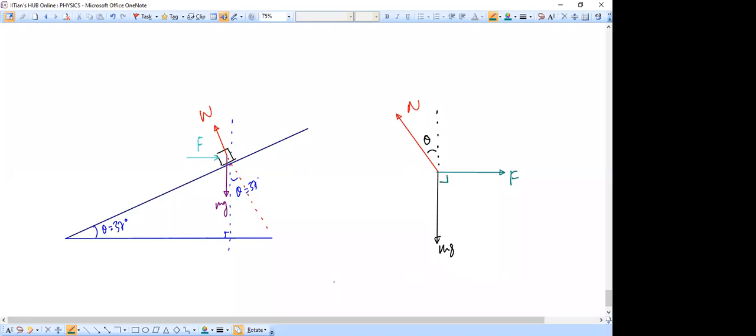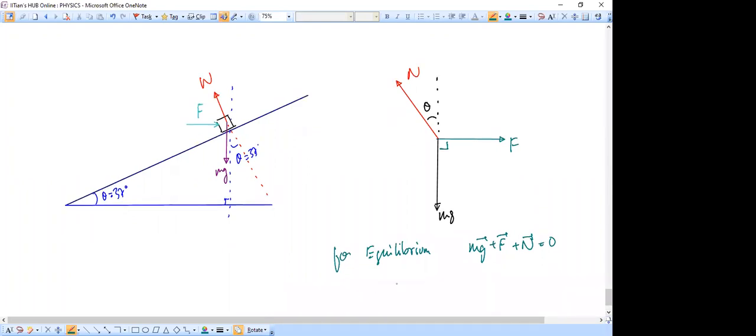So for equilibrium, the vector sum of these forces has to be 0. So you can use Lami's theorem again. You can see that N upon sine 90 should be equal to F upon sine of 180 minus theta, this angle here, which should be equal to mg upon sine of 90 plus theta. That is this.